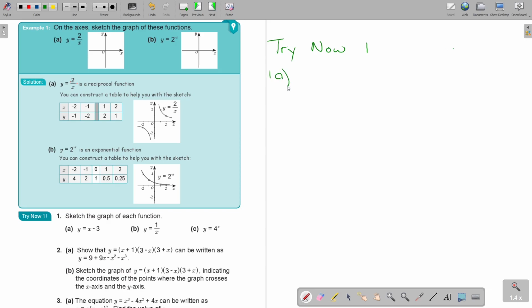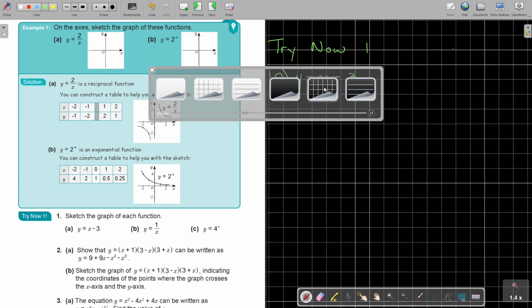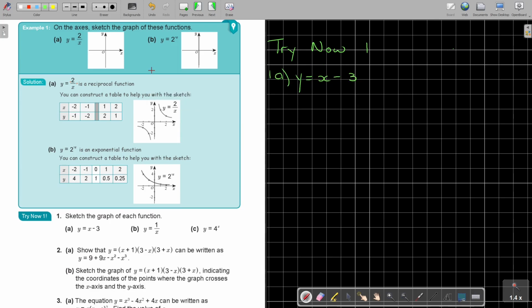So sketch the graph of each function. Now, if you look at A, this is a linear function. Can you see that? It will cut the y-axis at -3. But just to be a bit more accurate with your gradient, let's construct a table. I'm just going to work on the grid because that is going to help me a little bit.